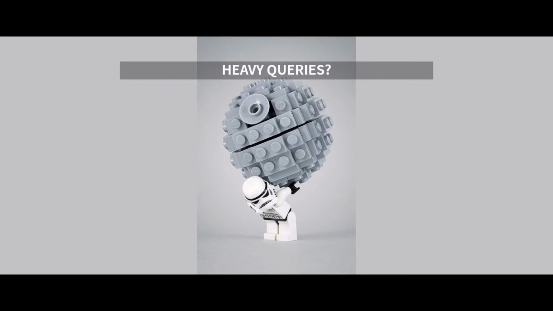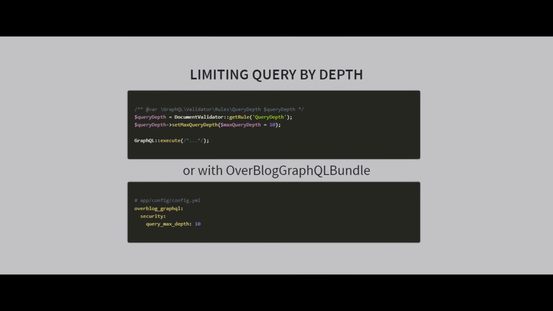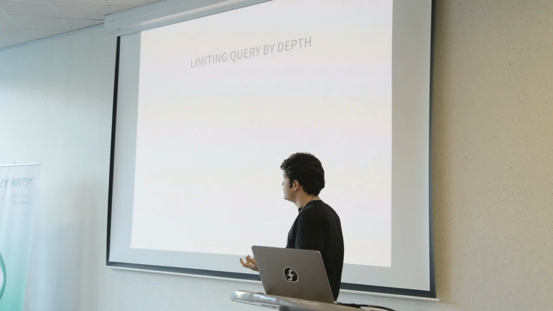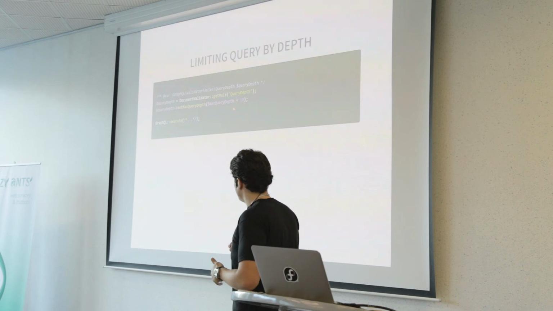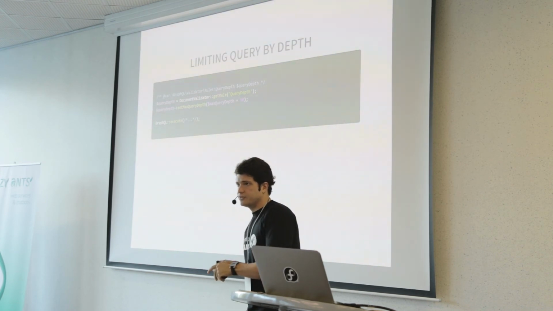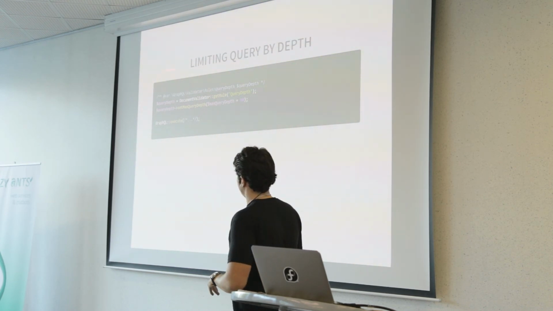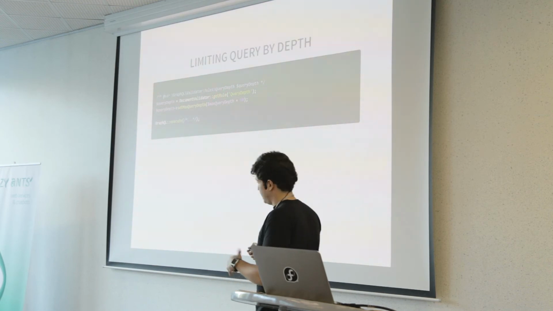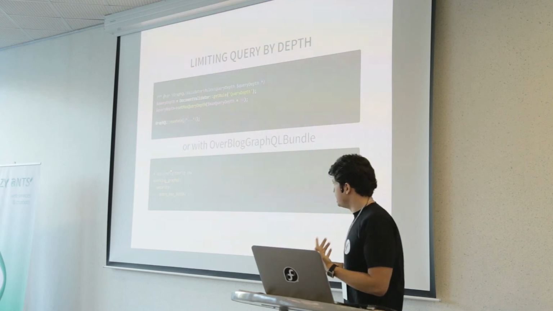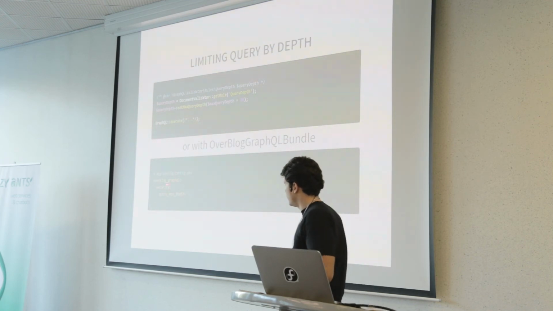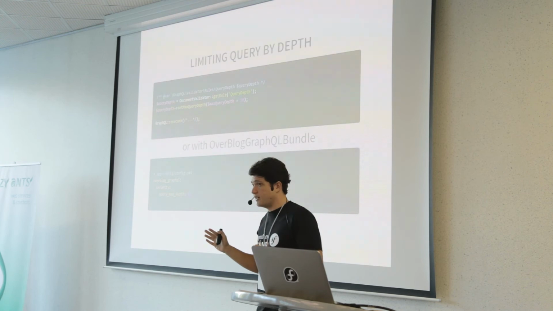So a few things that you can imagine, like heavy queries. What do we do with them? So let's say the user wants to get all the words, all the characters, and then you say, no, my server can't handle that. So one of the things you can do is just limit by depth. You just say, okay, you can only go 10 nested levels. You can never go more than that. That's the configuration we have on the normal library. And that's how you can do it with the Symfony bundle. You just, in the main configuration of your overblock GraphQL, security, query max depth 10.